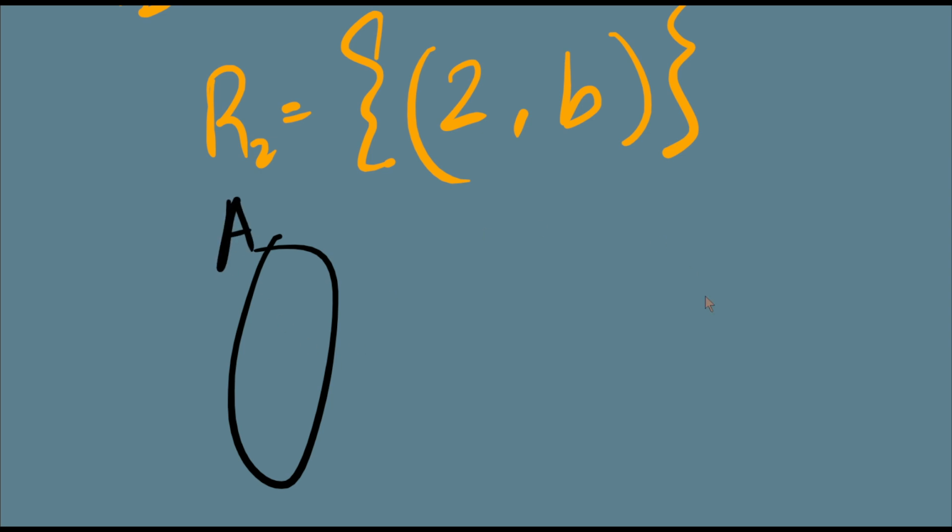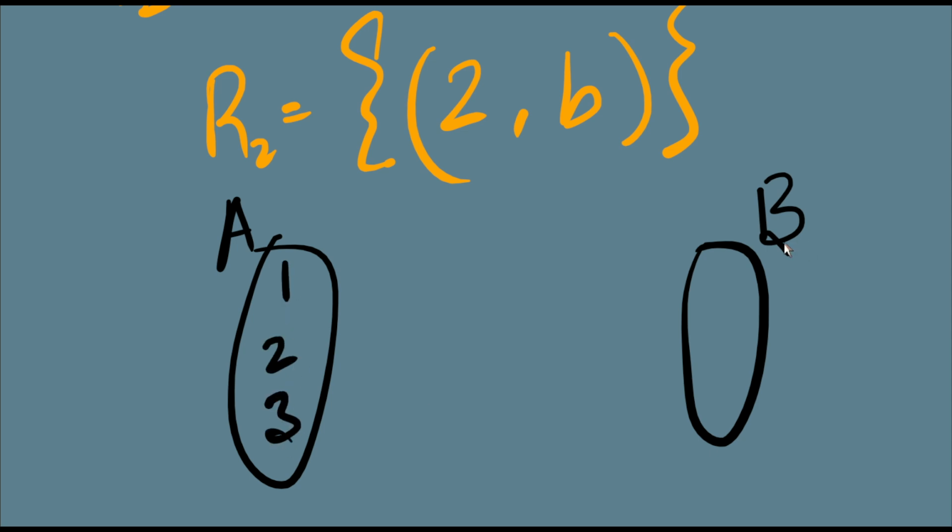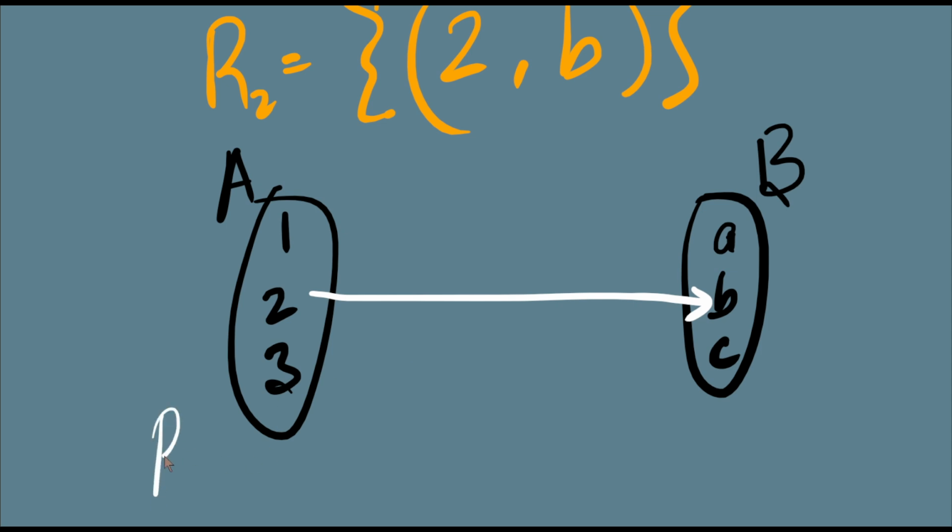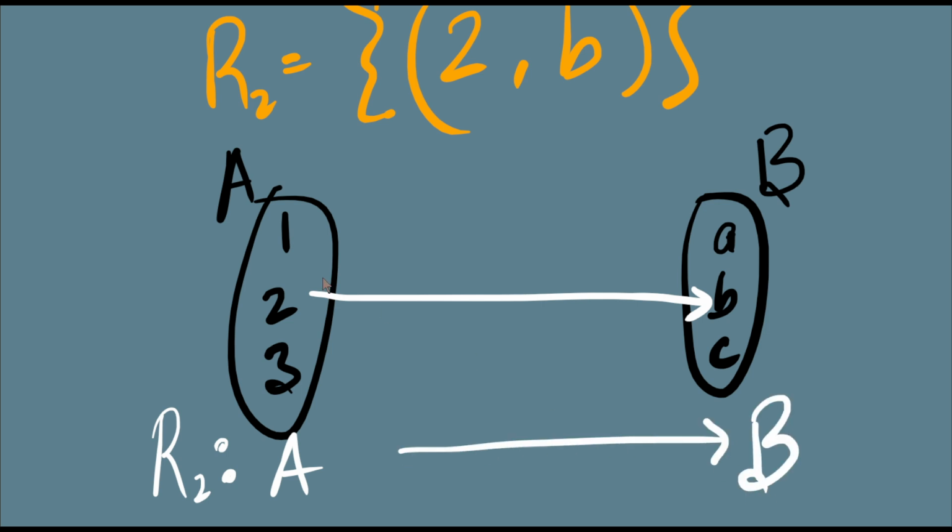So this is set A, set B, and if I had to depict it with a diagram, a, b and c, and the only relation I have is from 2 to b. Let me draw a straighter line. So this is relation R2 defined from A to B. Here the domain is again A and the codomain is again B.